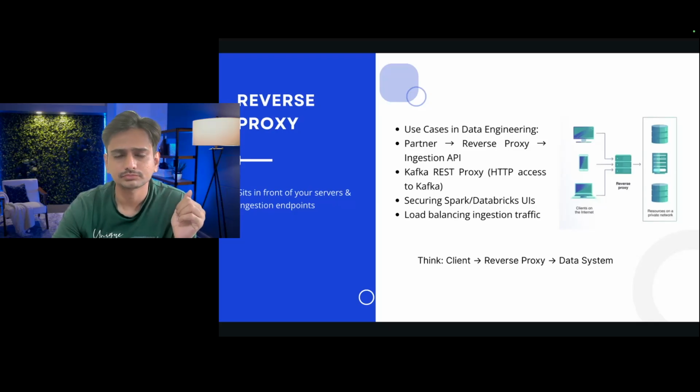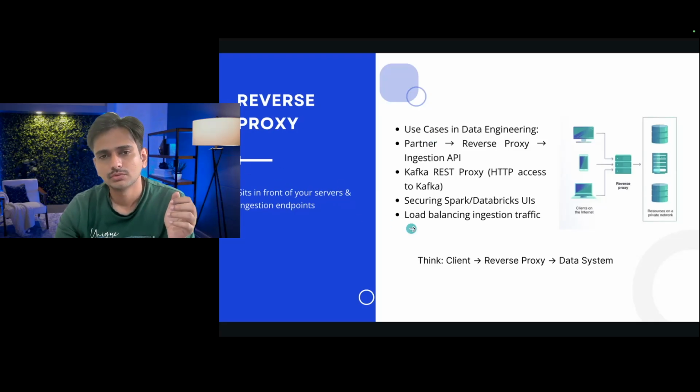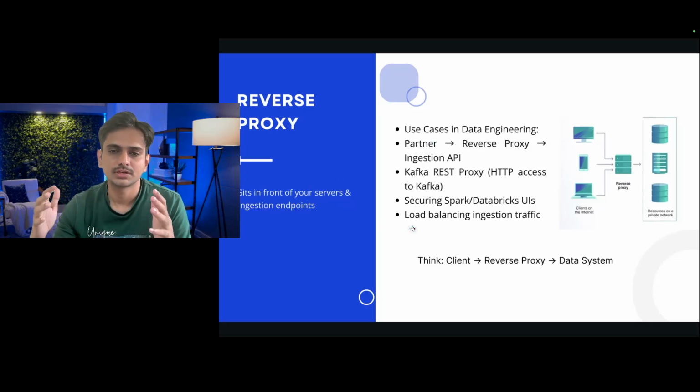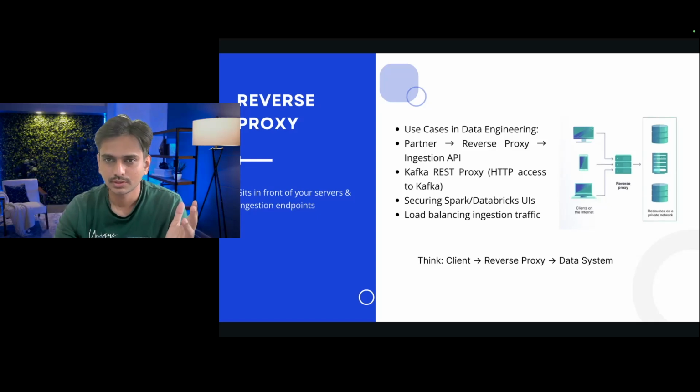And also, next is load balancing, right? Reverse proxies distribute the ingestion requests across multiple servers or microservices internally, to prevent bottlenecks. That's the key here. So it dynamically makes this entire system a distributed system, because the reverse proxy works as a load balancer. A reverse proxy basically protects and scales inbound traffic into your system.